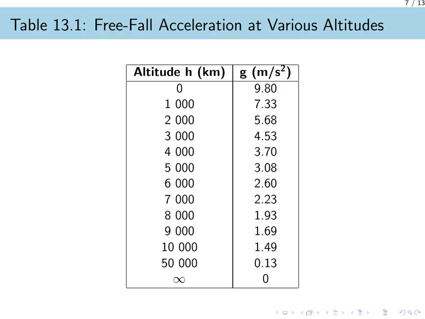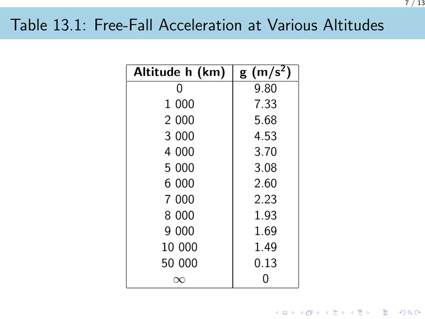At an altitude of 0, we see the familiar value of 9.80. As the altitude increases, the value of g gets smaller. For example, at 4,000 kilometers up, g is only 3.70 meters per second squared.